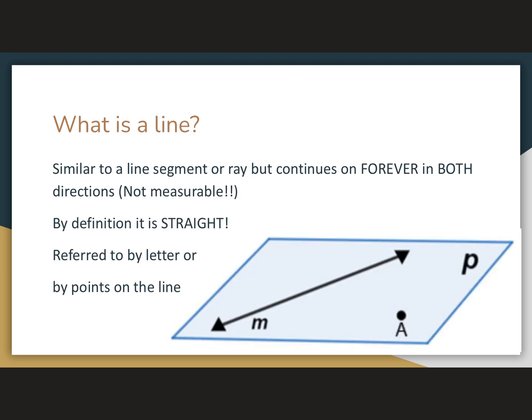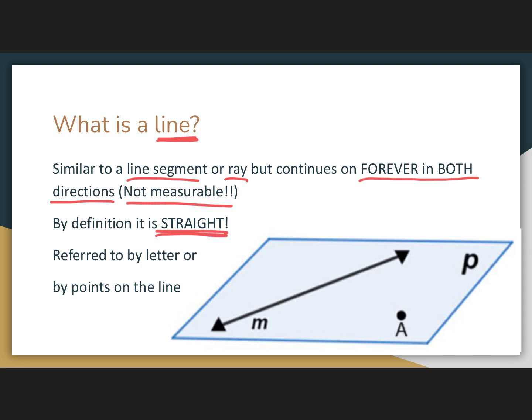Finally, now let's talk about what is a line. Again, I talked about how lines are straight. So they are similar to a line segment or a ray, but it continues forever in both directions. That means there's no way to measure a line. It goes on forever and ever and ever. It is by definition straight. Do not tell me this line curves, this line turns. Lines don't do that.